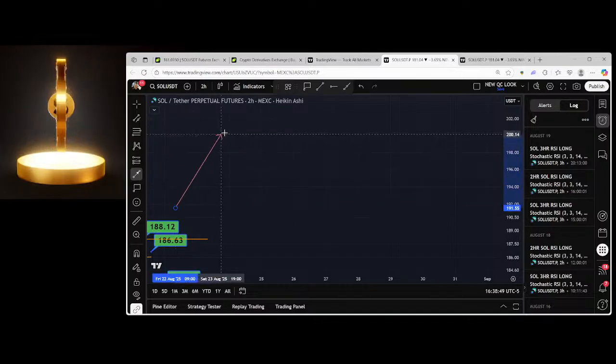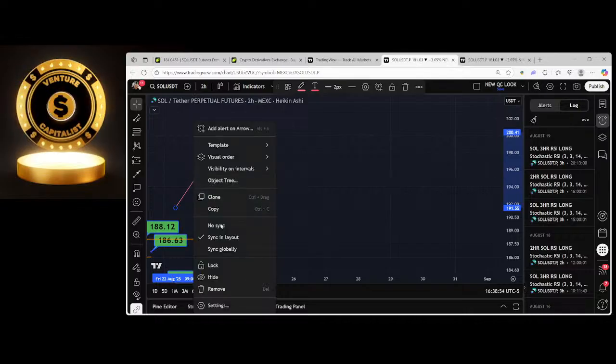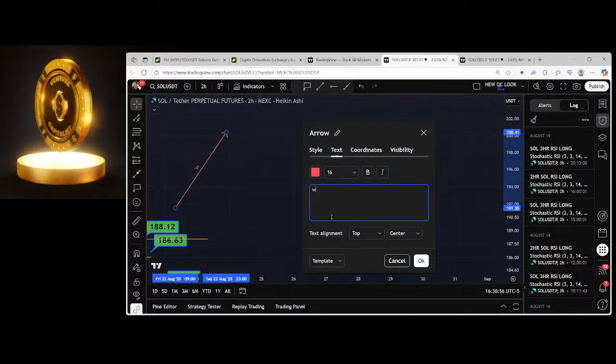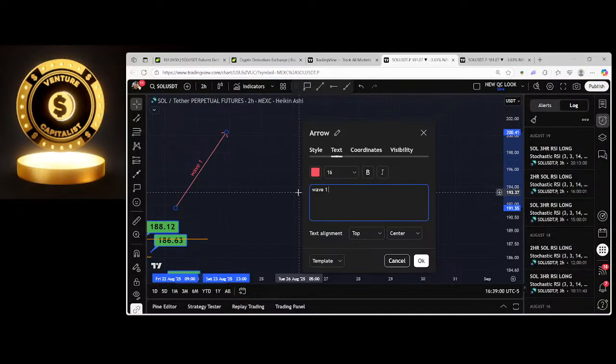We're going to have a thing. This is called a wave 1. Okay, and I'm just going to type it on here. Wave 1, right? I'm just going to put this in here for you.